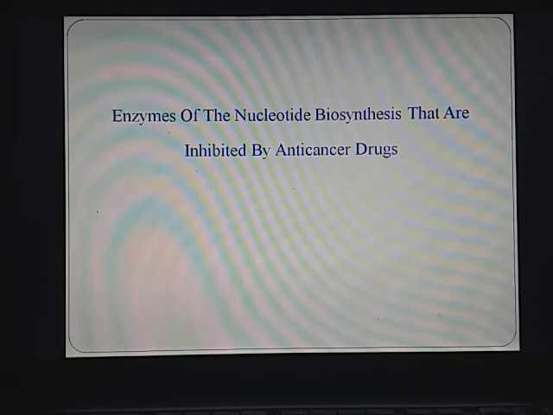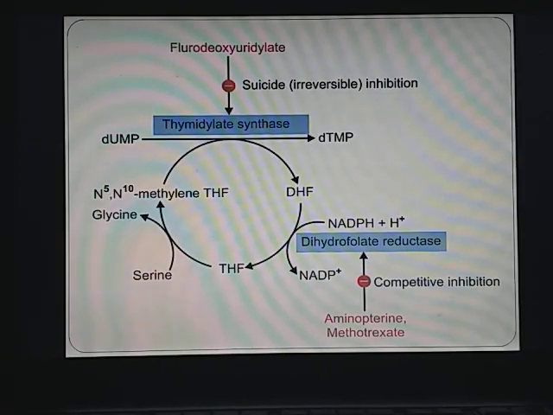Then the enzymes of nucleotide biosynthesis that are inhibited by anti-cancer drugs. Deoxyuridine monophosphate is converted to deoxythymidine monophosphate in the presence of the enzyme thymidylate synthase by taking a methyl group from N5,N10-methylene tetrahydrofolate. Thymidylate synthase can be inhibited by an anti-cancer drug, fluorodeoxyuridylate, by suicide irreversible inhibition.